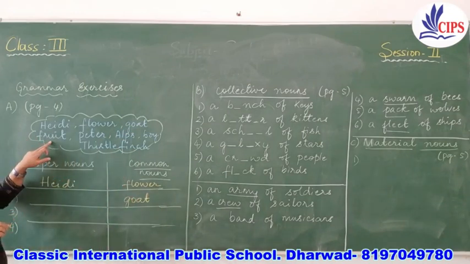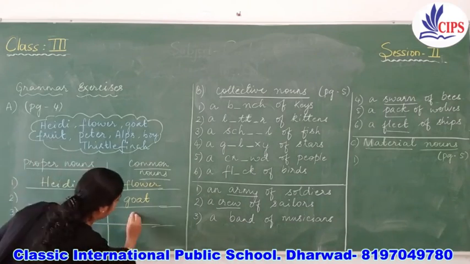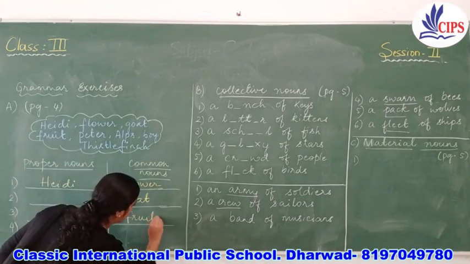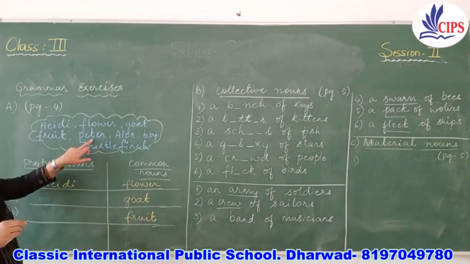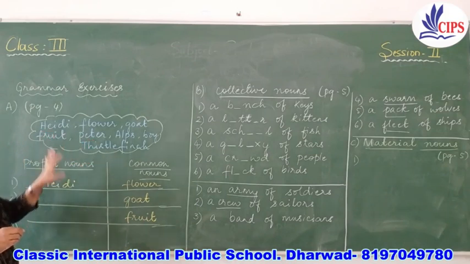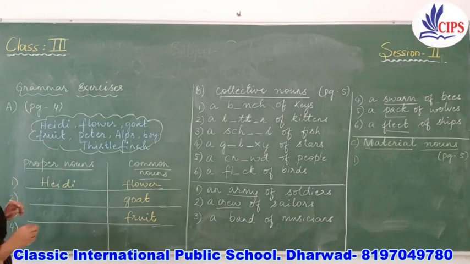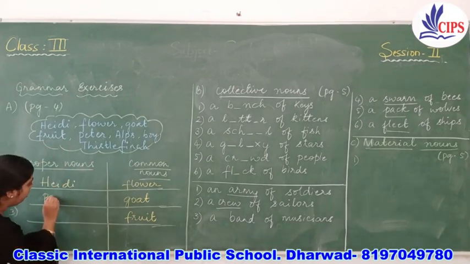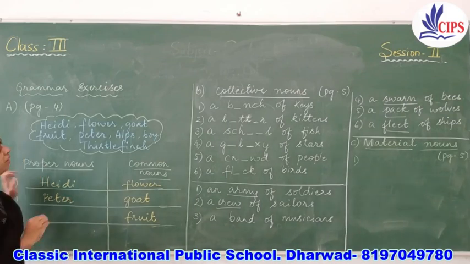Then coming on to fruit. Which fruit are we talking about? No, they have not mentioned. So it is again a common noun. Coming on to Peter. Yes, Peter is the name of a person, right? So it has to come under the category of proper noun. So we are going to put it here under proper noun.